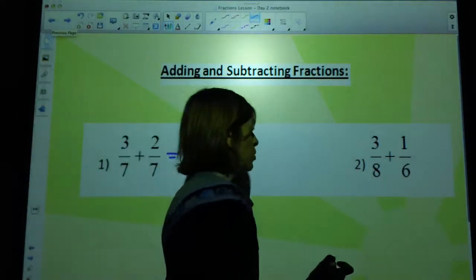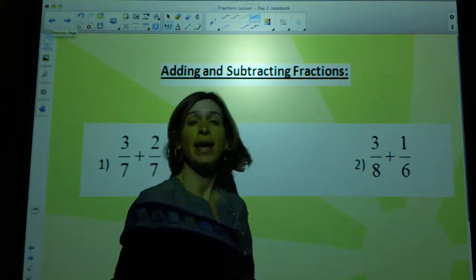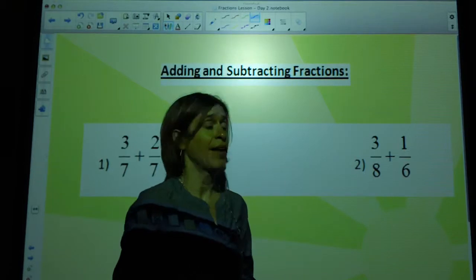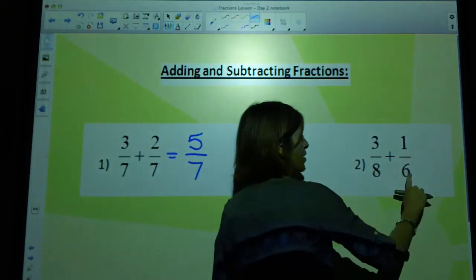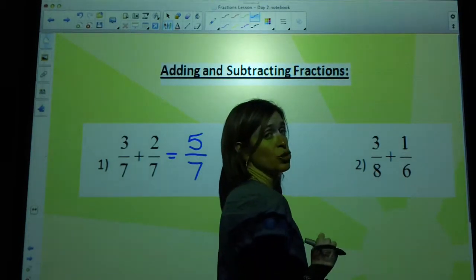What we can also be handed is something where the denominators are not the same. So you want to find their lowest common denominator, the lowest number that they both have in common. In looking at this, the lowest number that they both have in common is 24.